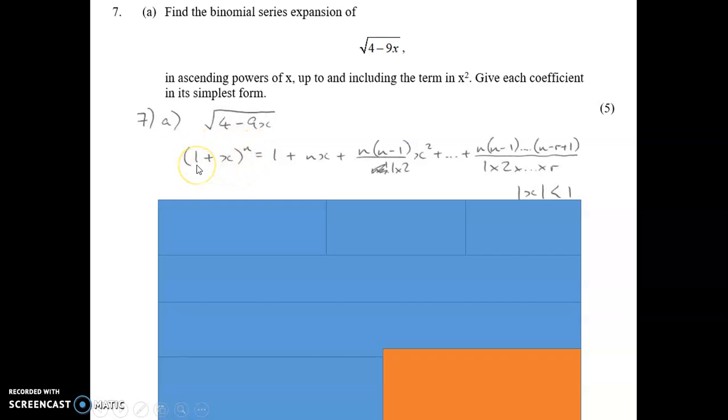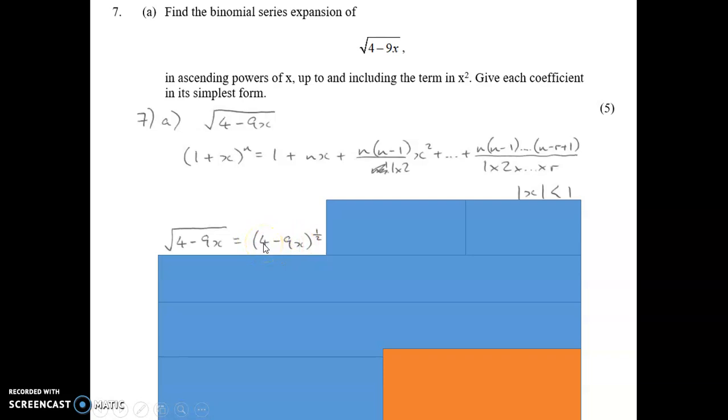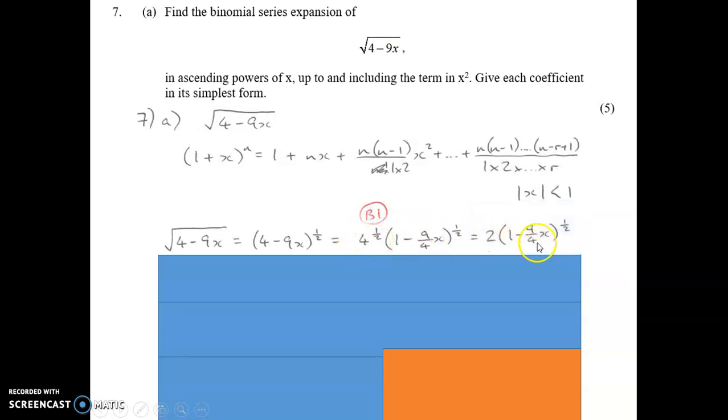So we need a 1 as the first term in the brackets. So the first thing to do is rewrite this as a power of a half. We can see we've got 4 inside, we want a 1, so we've got to take a factor of 4 outside the bracket, remembering that the 4 is raised to the power of a half as well. So if I take the 4 out, I need to write it as 4 to the power of a half, and then I can divide the bracket by 4, and I get 1 minus 9 over 4x, all to the power of a half. And I can simplify the 4 to the power of a half, that's just the square root of 4, so I get this expression here.